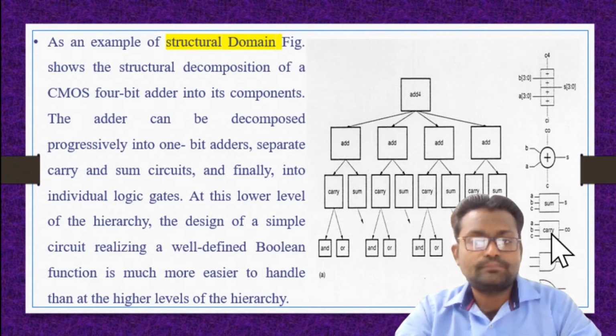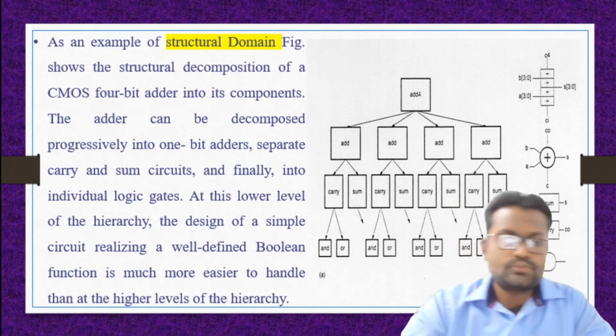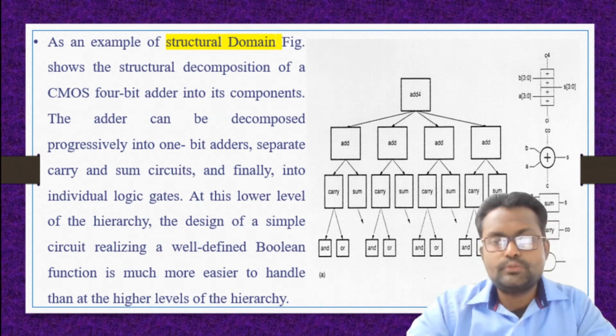Here there is the sum block and there is the carry block. So how can we represent this sum block? This sum block is made by using logic gates, that is AND gate and OR gate. This is all represented here. So this one is the structural domain hierarchy.